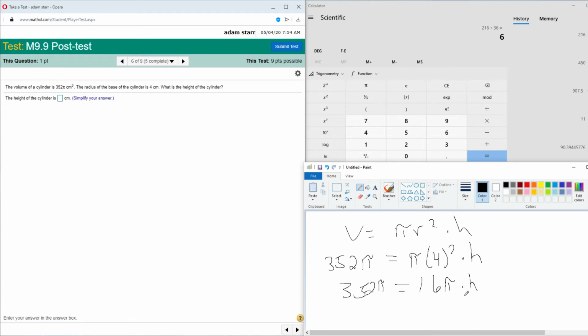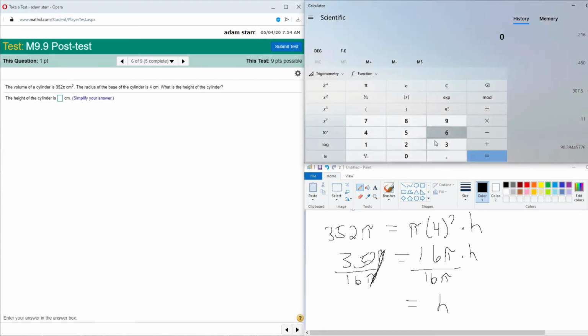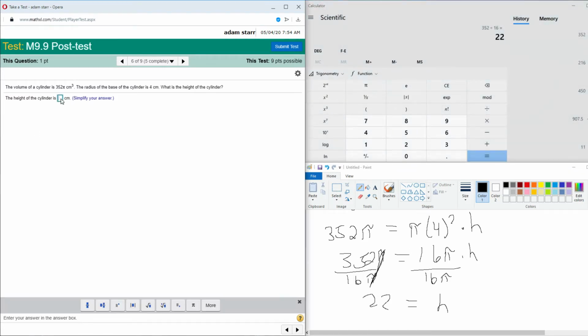And now I can solve this for h. So I'm going to divide both sides by 16 pi to get h isolated. Here the pi's are going to cancel out. So all I have is 352 divided by 16, which is 22, and that gives me my height, 22 centimeters.